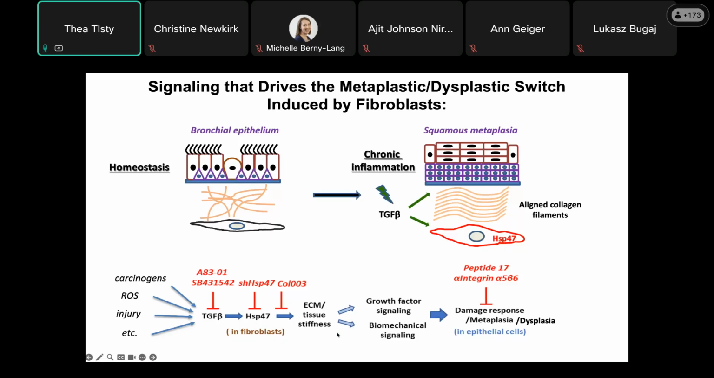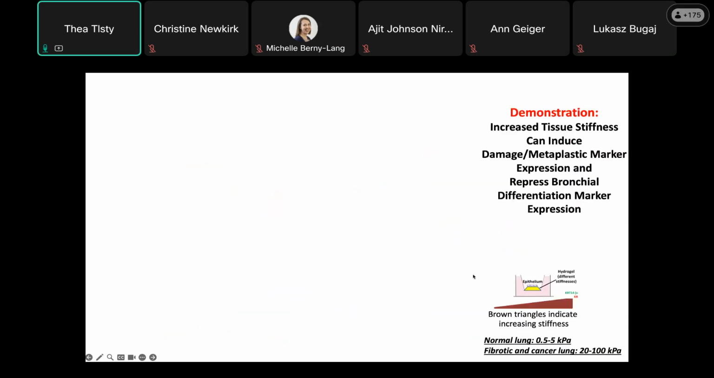I only have limited time, so I'm cutting right to the chase and telling you that HSP47 allows increased collagen deposition, increased tissue stiffness. That stiffness acts through biomechanical signaling to turn on metaplasia and dysplasia. The following experiment just nails that to the wall, because what Dang did is he took the bronchial epithelial cells by themselves and simply put them on gels of varying stiffnesses.